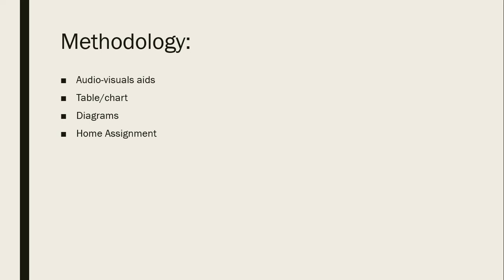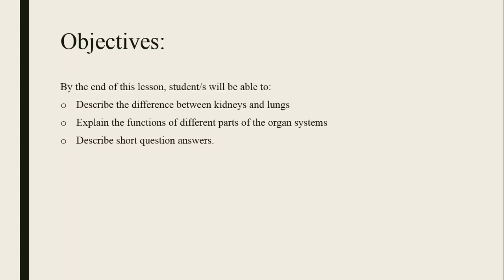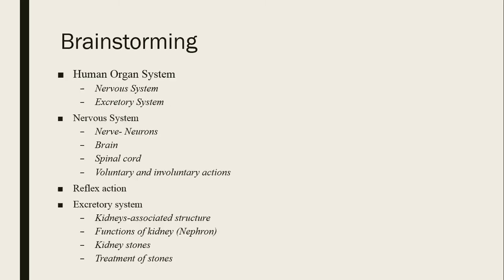The methodology that I have used in this lesson is audio-visual aids. I have used a chart, table, and diagrams, and there is a homework assignment for you. The objectives of today's lesson are that by the end of this lesson, students, you will be able to describe the difference between kidneys and lungs, explain the functions of different parts of the organ system, and understand how precisely you have to answer a short question.